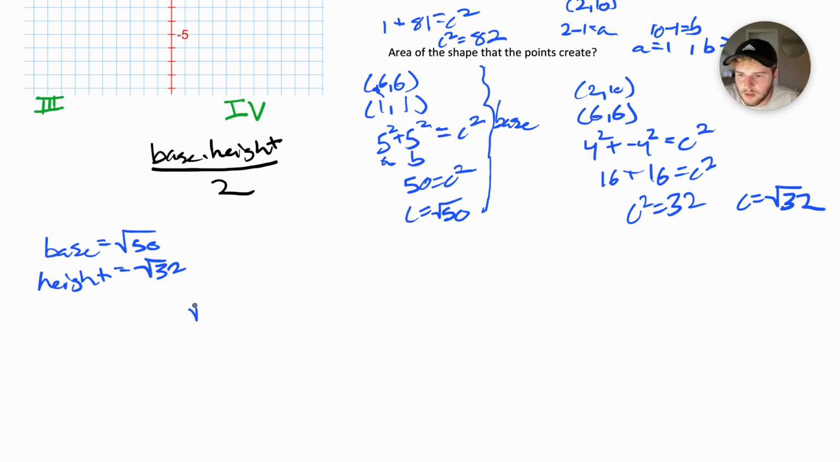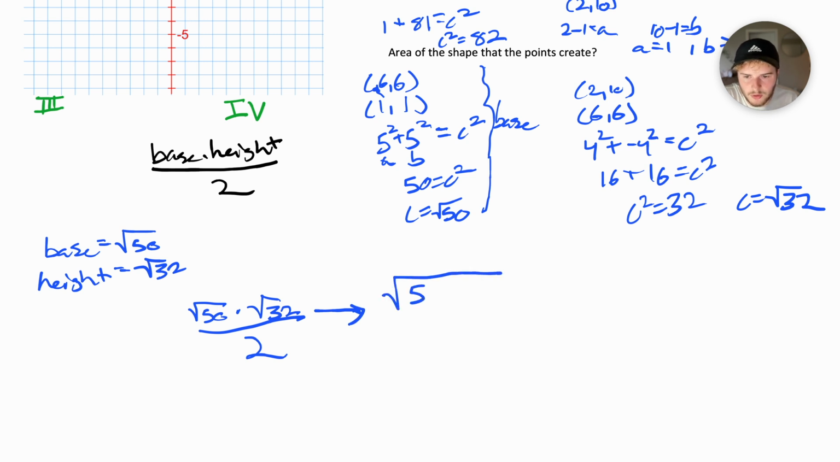And let's look here. So we have the square root of 50 times the square root of 32 over 2. And we're going to use some rules here. We're going to say that the top would be the square root of 50 times 32 all over 2. Because if you multiply 2 square roots like that, that is how the math comes out. And now let's plug some of these values into a calculator.